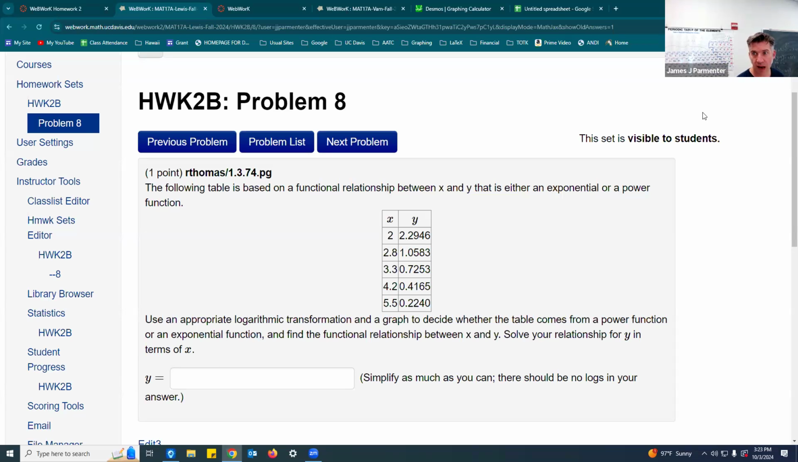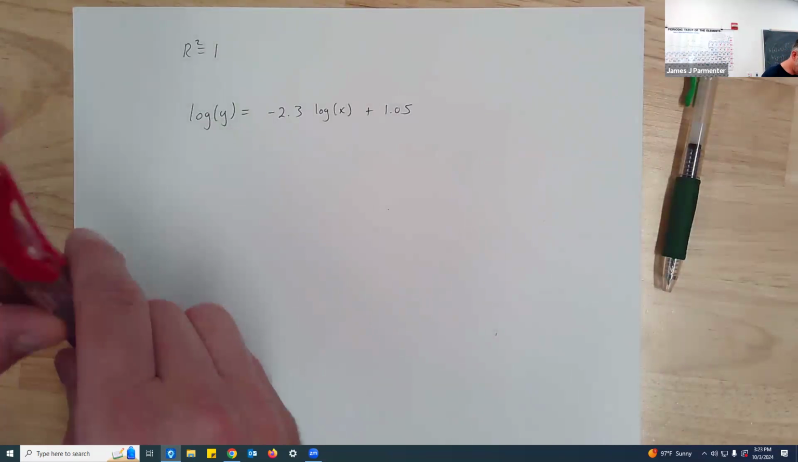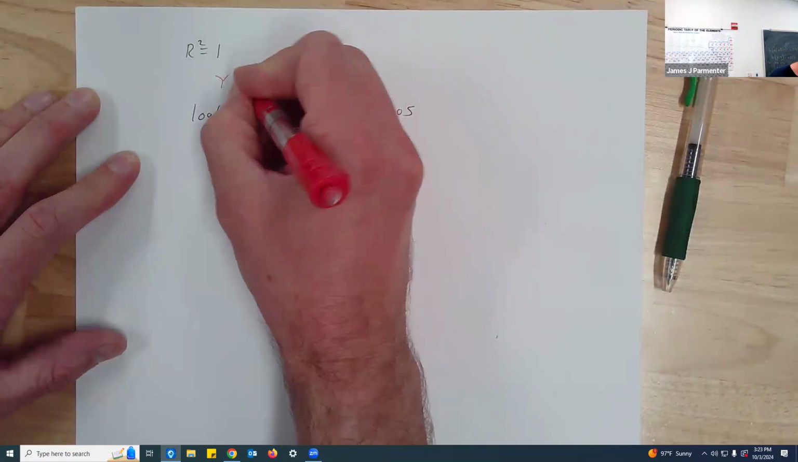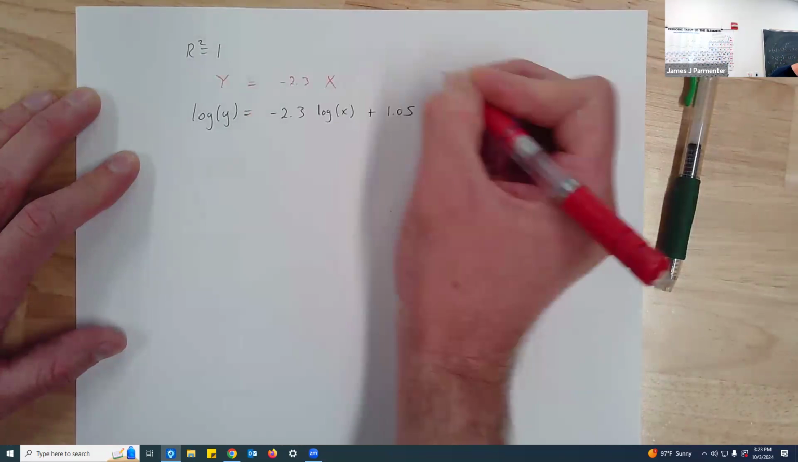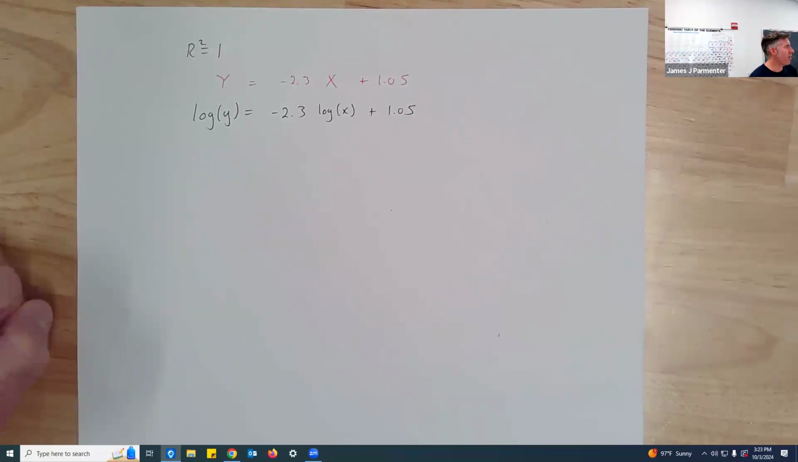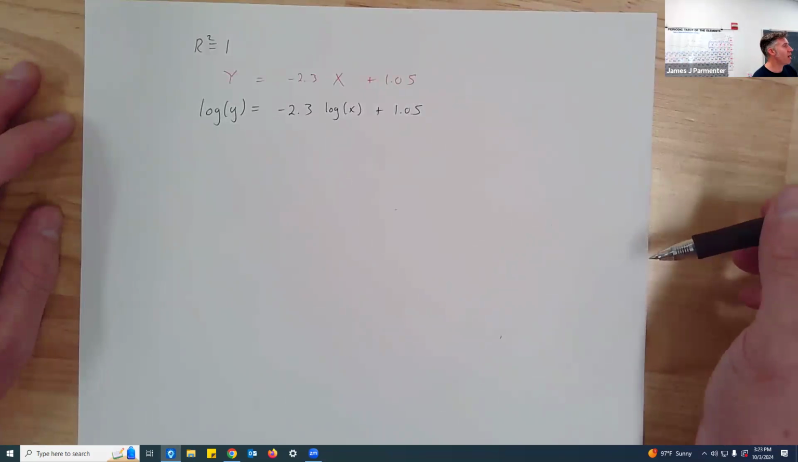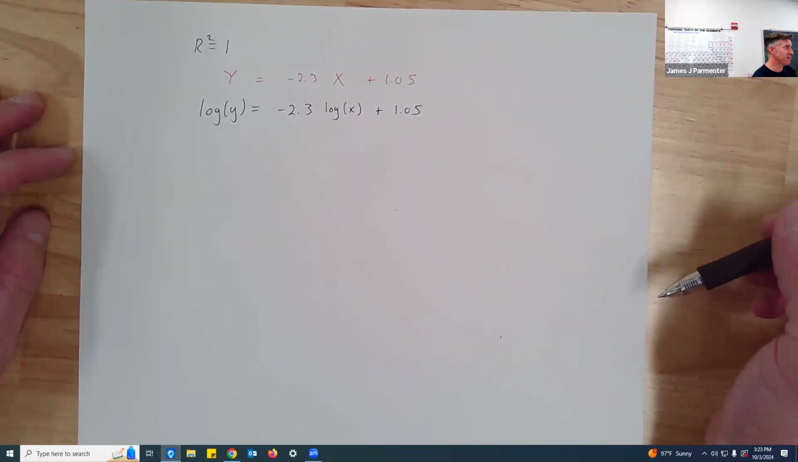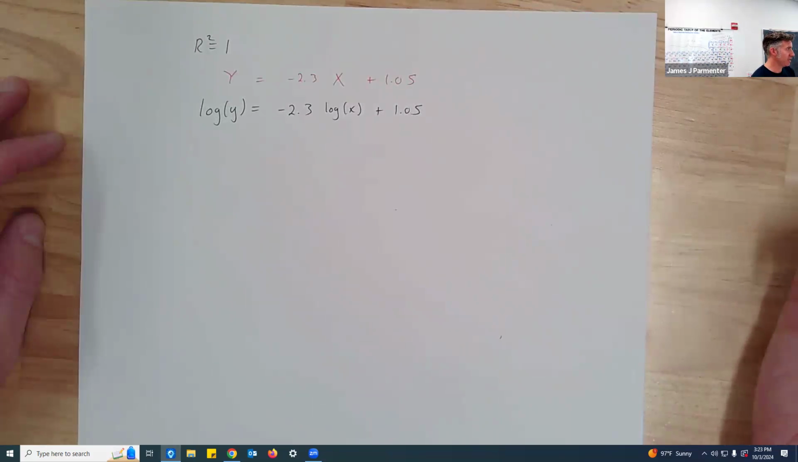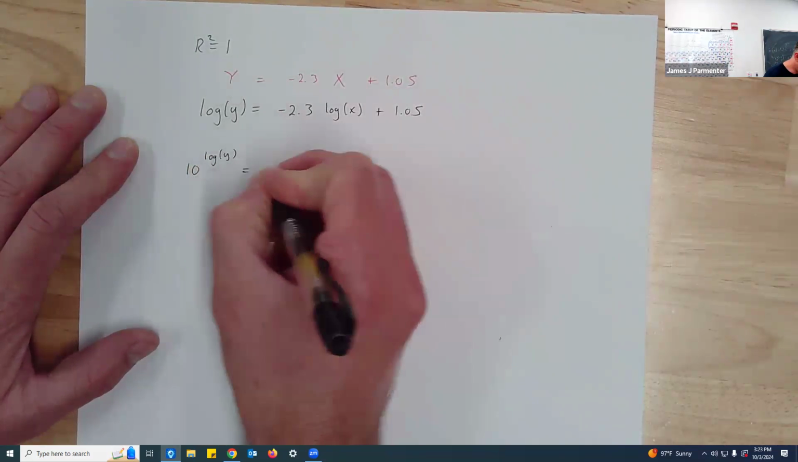Okay, so we've got this equation here, which you could have, I guess, if you wanted to, although I don't think you need to, start off by writing capital Y equals negative 2.3 times capital X plus 1.05. But there's no need to do that, just so people like to do that. So now I'm going to try and solve for y. To get rid of this log of y, how do I undo a log of y? I write both sides as powers of whatever the base is. In this case, the base is 10. So we're going to write 10 to the log of y equal to 10 to the all that.